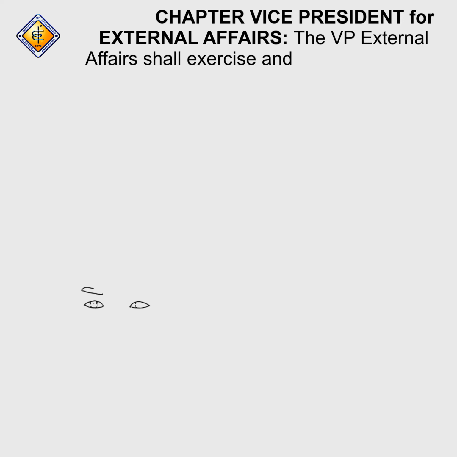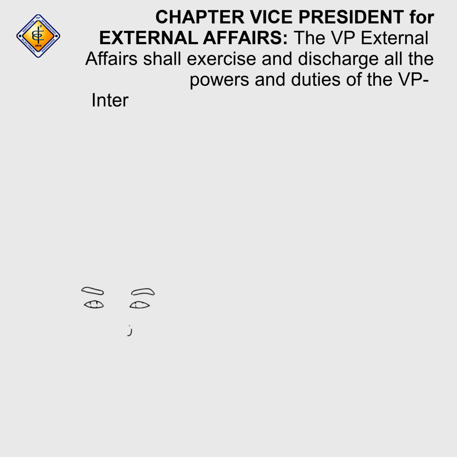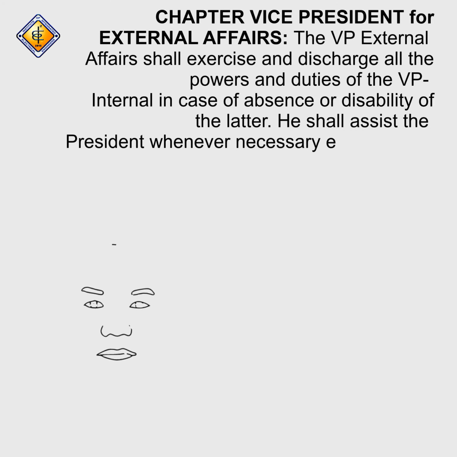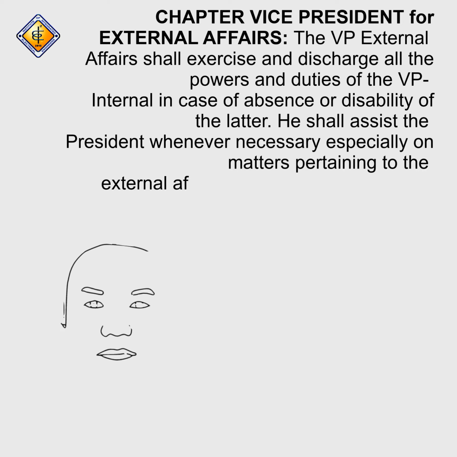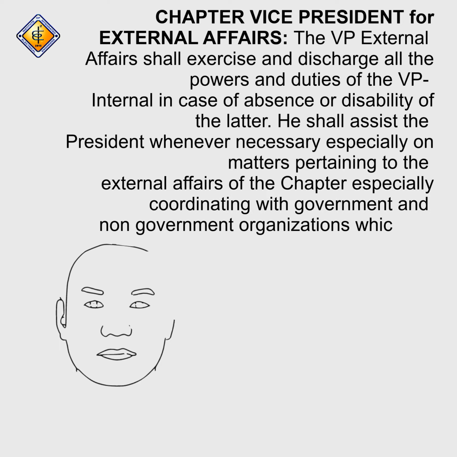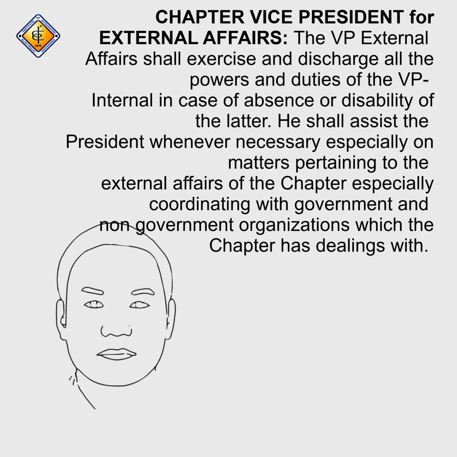Chapter Vice President for External Affairs. The VP External Affairs shall exercise and discharge all the powers and duties of the VP Internal in case of absence or disability of the latter. He shall assist the President whenever necessary, especially on matters pertaining to the external affairs of the chapter, especially coordinating with government and non-government organizations which the chapter has dealings.